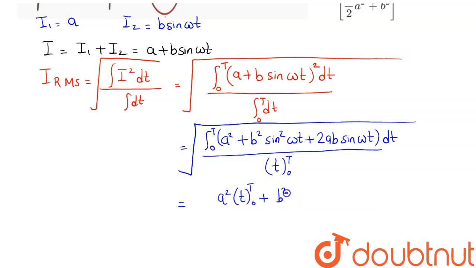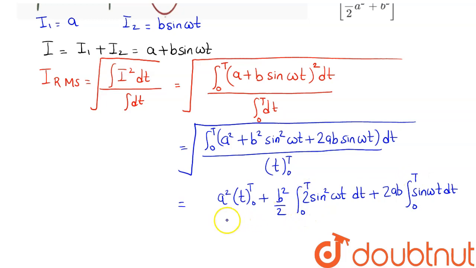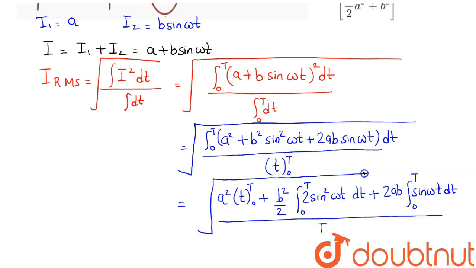Next we can say this comes as B square, multiplied and divided by 2. So this here is 2 sine square omega t into dt, and then this 2AB comes outside, and this here is sine omega t into dt with limits 0 to T as well as here also 0 to T, and in the denominator there is T minus 0, which is equal to T. So integration and then square root of this whole quantity will give us the RMS value of the current.